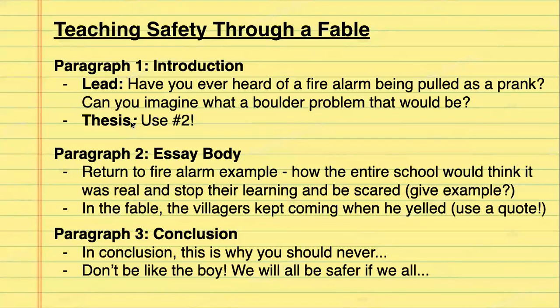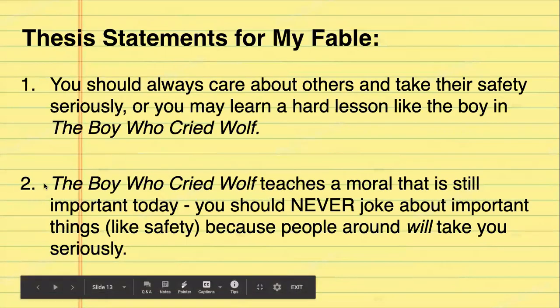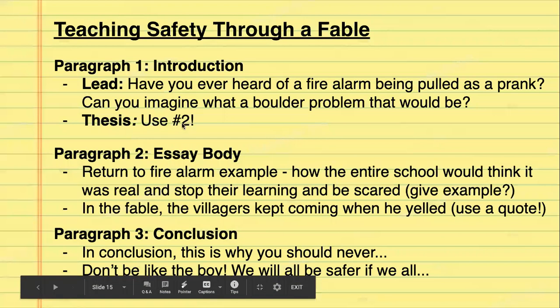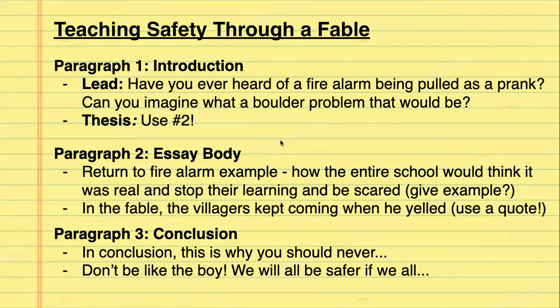And then for my thesis statement, guys, all I said was use number 2. If I go back, this is my number 2. I'm not going to take the time to write the whole thing out because I'll write it in my essay, but this is the thesis I'm going to use. The Boy Who Cried Wolf teaches a moral that is still important today. You should never joke about important things like safety because people around will take you seriously. So I'm just writing use number 2, and you guys could do that as well, just to save time. You don't have to write it all out in your outline. So that's my paragraph 1. As you can see, I'm ready to write it when I go on line paper and start next time.